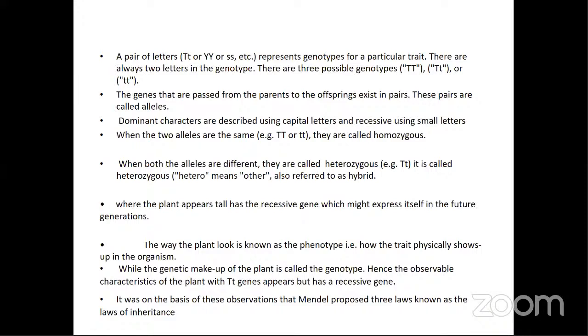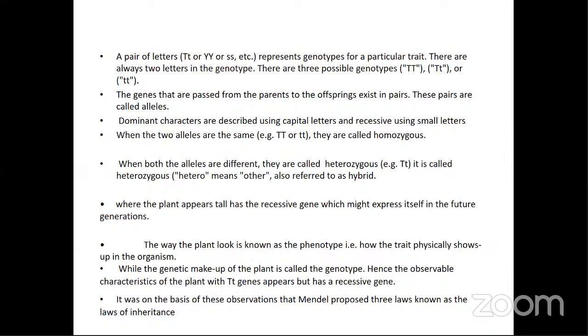I have explained. So when 2 alleles are the same, e.g. TT or small letter t, small letter t, they are called homozygous. When they are different, they are called heterozygous, Tt. Hetero means other, that is hybrid. I have explained earlier. Where the plant appears tall and has a recessive gene, which might express itself in the future generation, like I explained earlier.